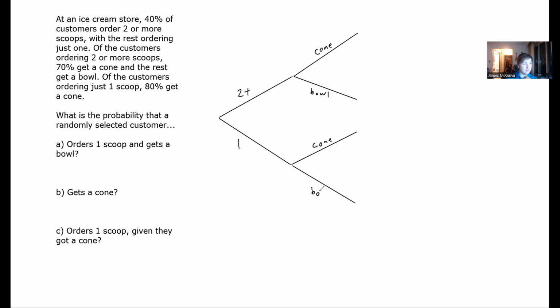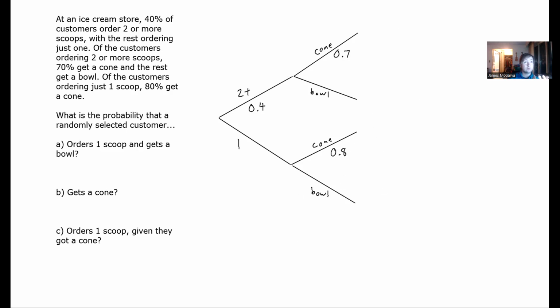And same with the people who order 1 scoop. Some get cones, some get bowls. Right? And so we've been given some probabilities. 40% order 2 or more, so this is 0.4. That's our 40%. If they order 2 or more scoops, there's a 70% chance they get a cone. So that's a 0.7 up here. And if they order just 1 scoop, there is an 80% chance they get a cone. So that goes there. And this is all we've been given.